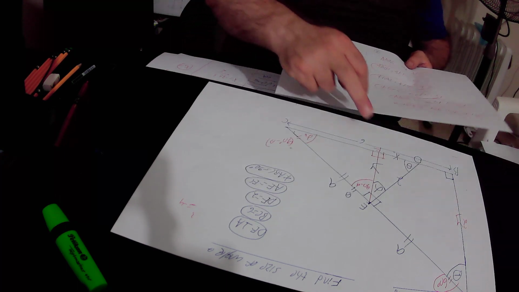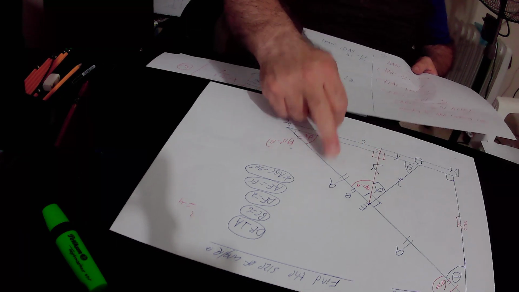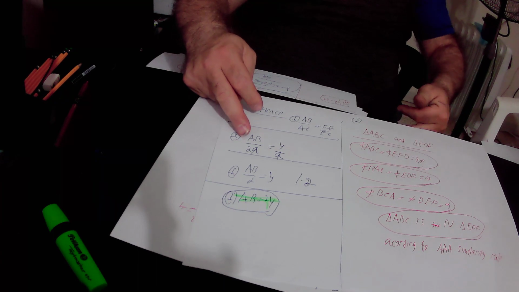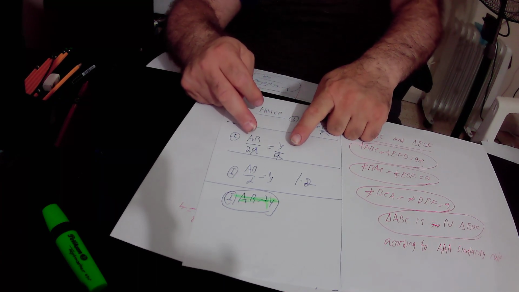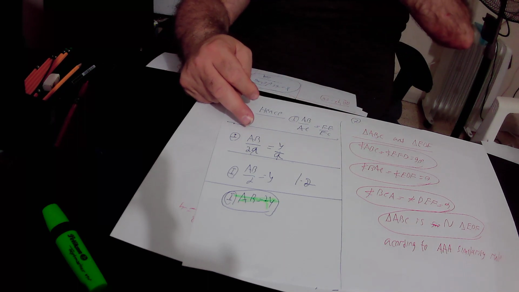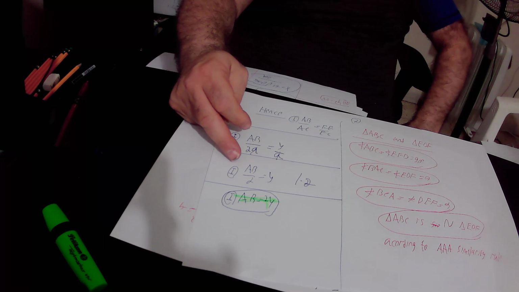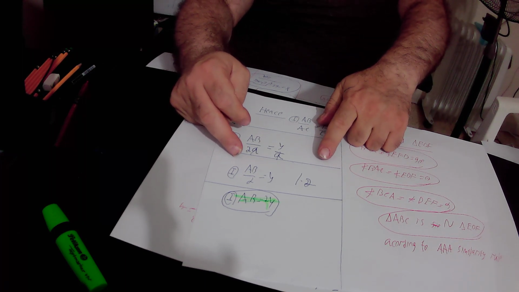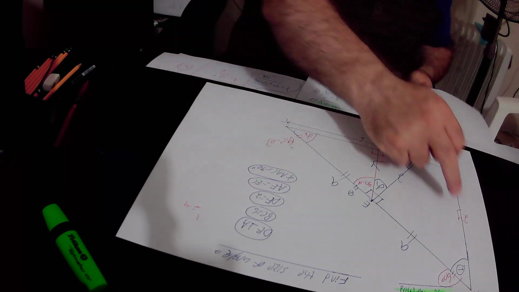EF equals Y according to our definition, and EC equals A according to our definition. So in conclusion, we found out that AB over 2A equals Y over A. Here we have A on both sides of the equation, so A will get cancelled. And we got that AB over 2, according to equation number 1, equals Y. We multiplied equation number 1 by 2, and we found out that AB equals 2Y. Here AB equals 2Y.